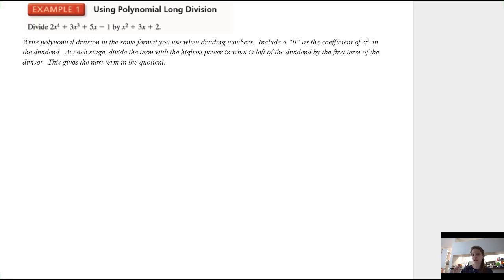We begin by writing polynomial division in the same format you use when dividing numbers. Include a 0 as the coefficient of x squared in the dividend. When dividing numbers, we have the division symbol. The dividend goes underneath.